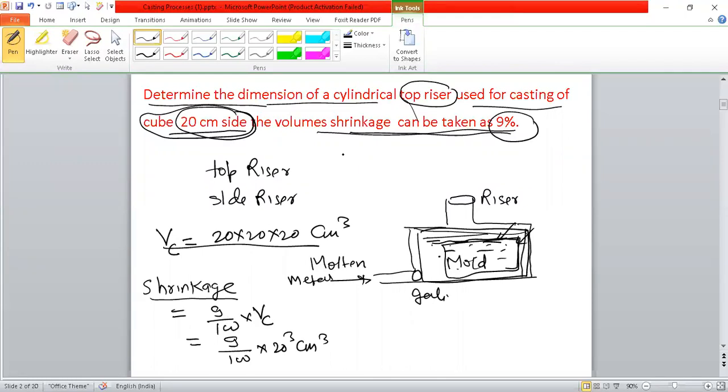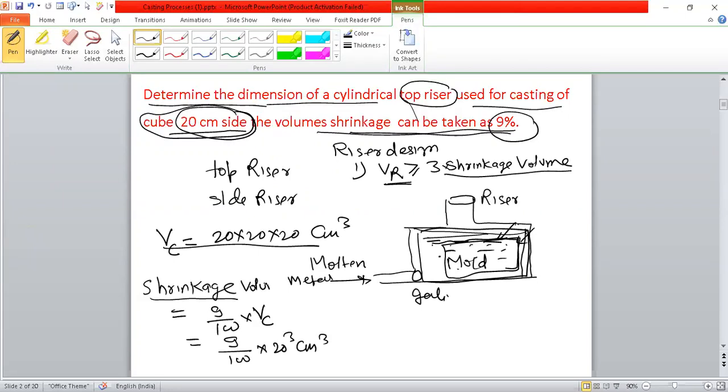Now, in the riser design, the first condition was that volume of riser should be equal to or greater than 3 times the shrinkage volume. So we know now volume of the riser. Volume of riser will be 3 times of shrinkage. You know that shrinkage volume, this much. So you can calculate volume of the riser.